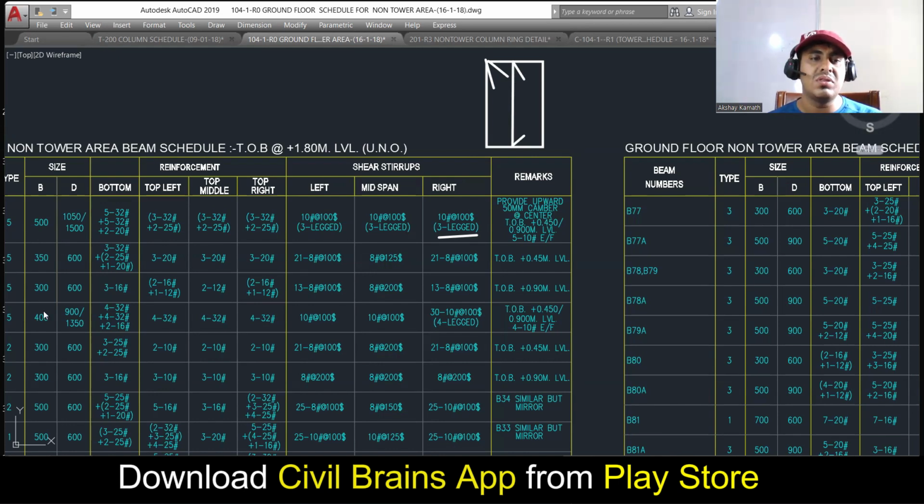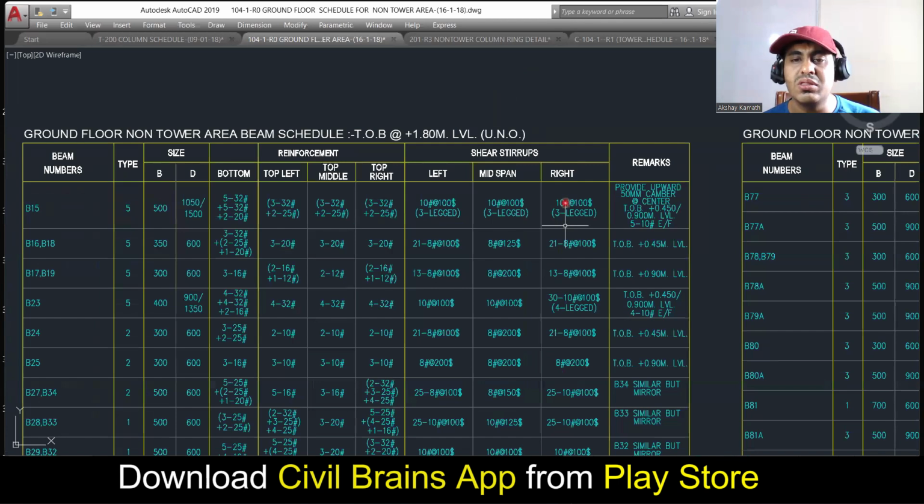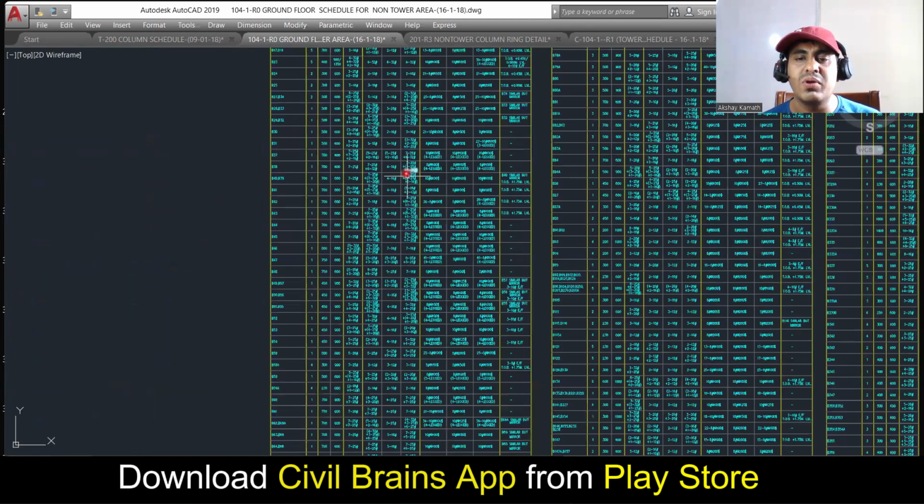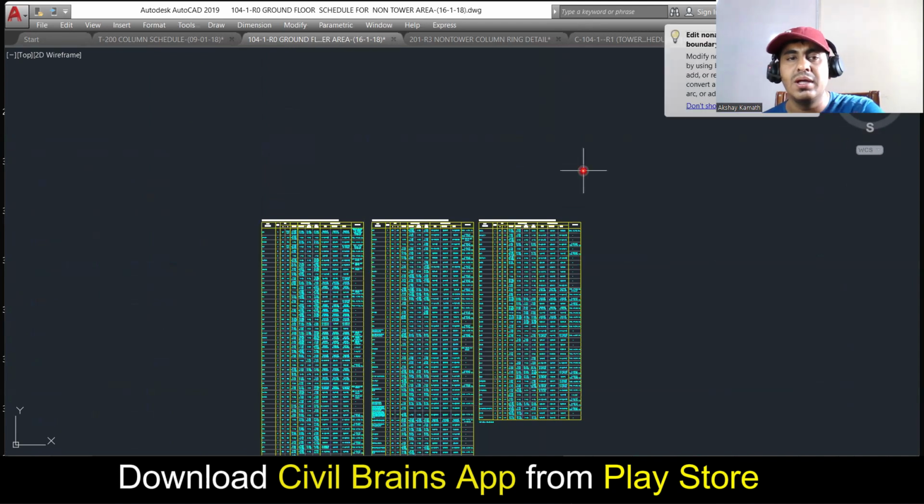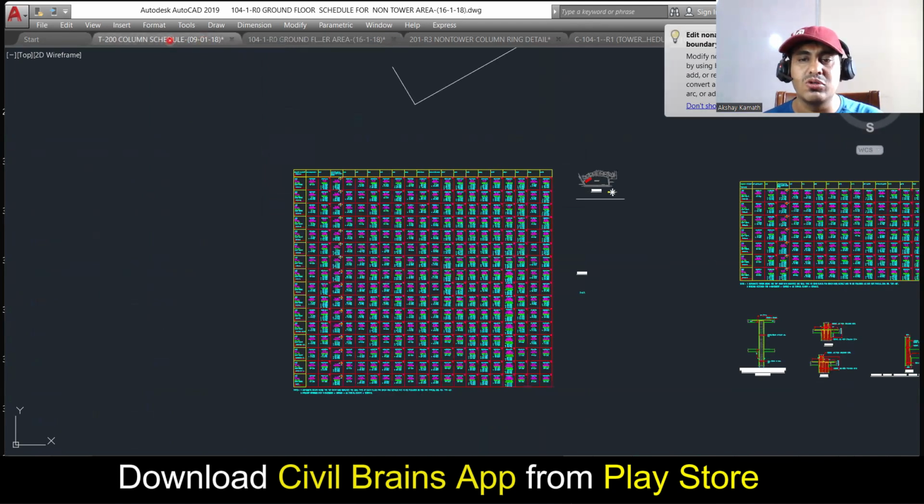Since the beam is heavy, you're supposed to take care of all these things. Understood all these things? So this is how you're supposed to do it. I'll provide you this drawing also, no issues. I'll remove all these things and I'll provide you this drawing. I'll provide you this column schedule drawing also.